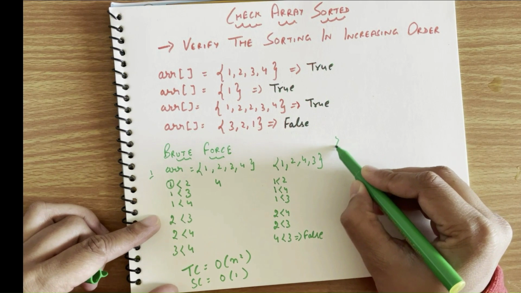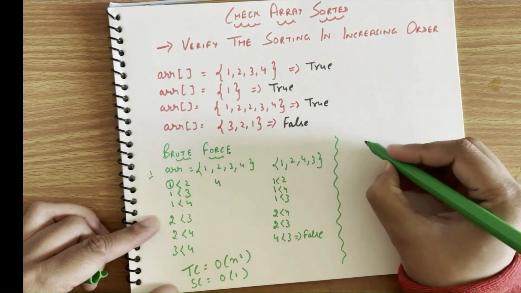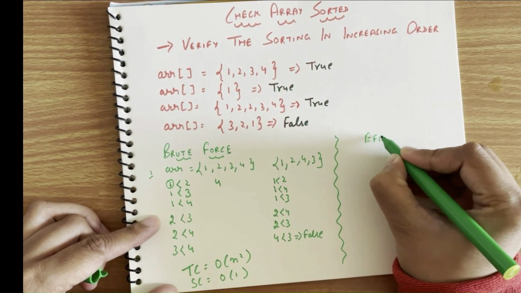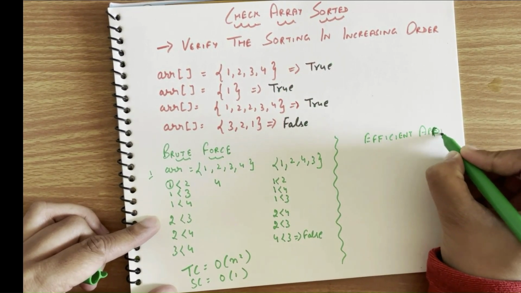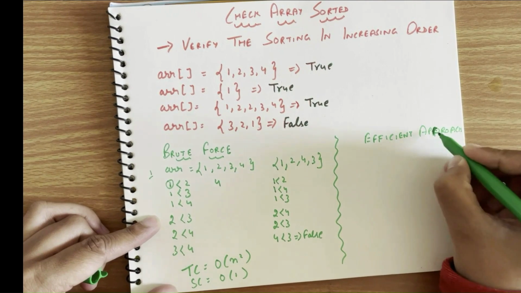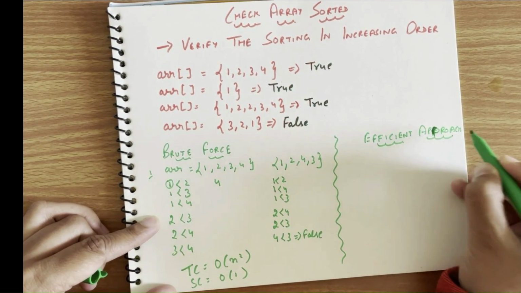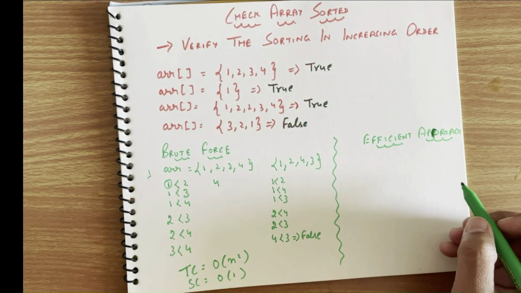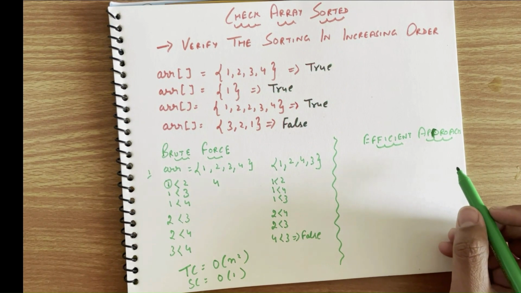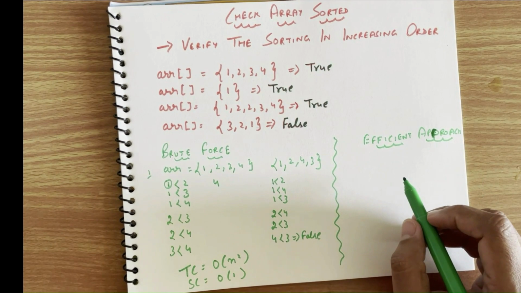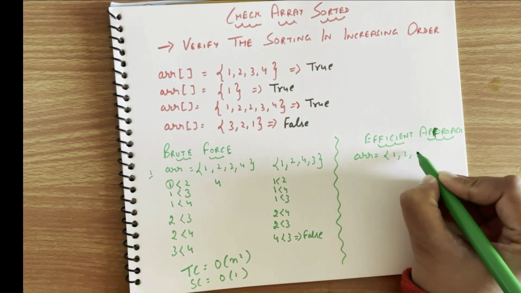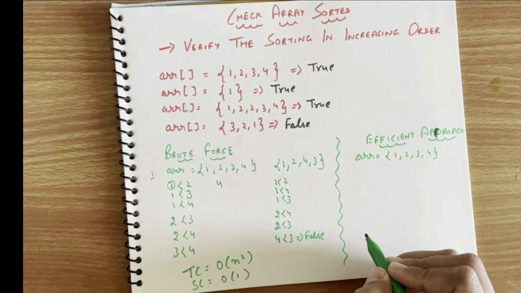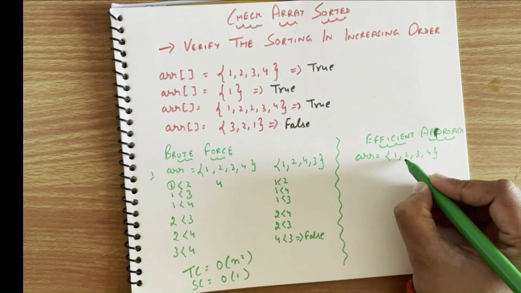So how can we improve this? We should reduce the time complexity. So here comes our efficient approach. In our efficient approach, we will start the traversal from the second array element and we will compare it with the previous array element. That is, if my input is the array 1, 2, 3, 4, then in this case we will start with 2.